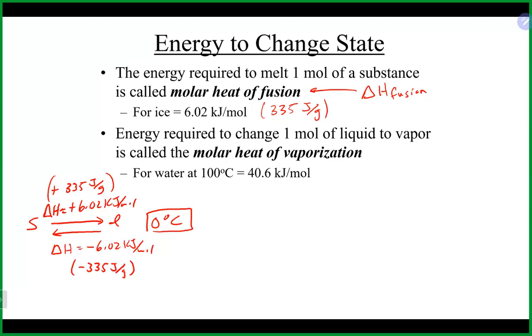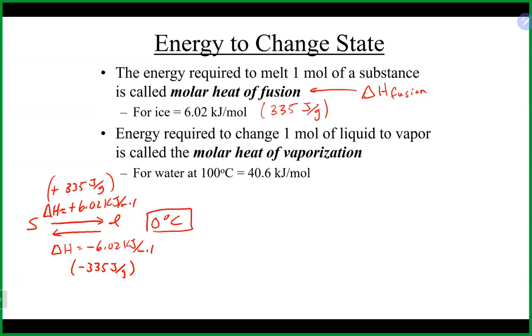So the energy is the same, but the sign is different. Again, as we talked about when we did the energy chapter, it's really important to keep the proper sign when you are doing any type of energy calculation, because it tells you whether it's an exothermic process or an endothermic process that's occurring.